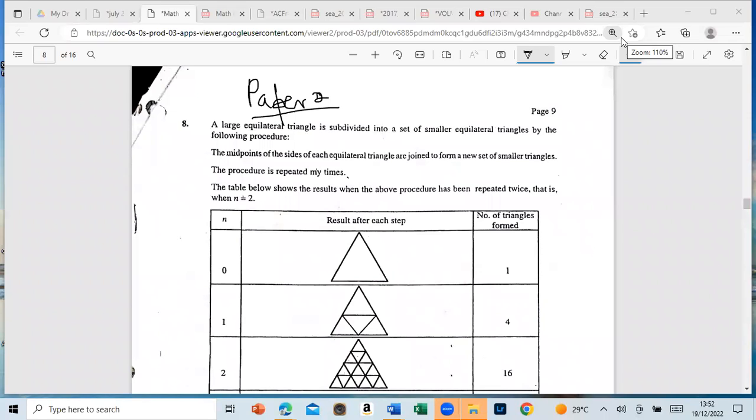Today we're looking at our past paper, paper 2. Specifically looking at number 8, and this is a 2007 paper. So let me just make a note of that. It's actually a January paper. So it's January 2007.